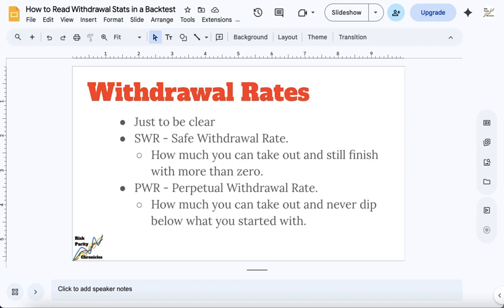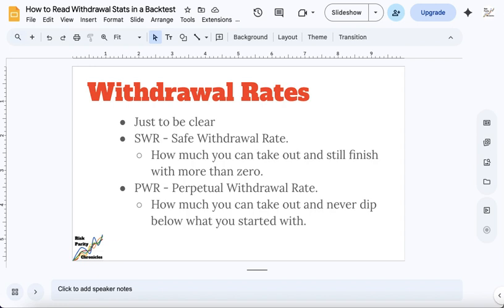I just mentioned safe withdrawal rates and perpetual withdrawal rates, and it's really important that we go over the distinction between them. Safe withdrawal rate is how much you can take out from your portfolio and still finish with more than zero. So it's just keeping your head above water, never running out of money. Perpetual withdrawal rate is a little bit stricter. It says how much you can take out and never dip below what you started with.